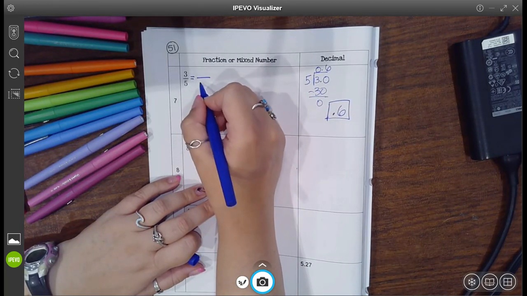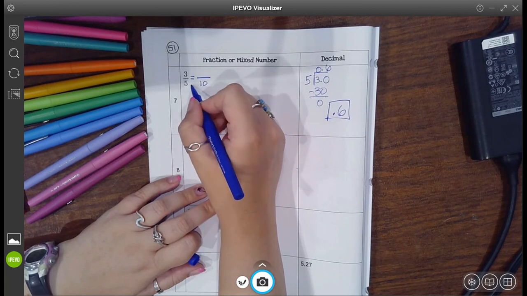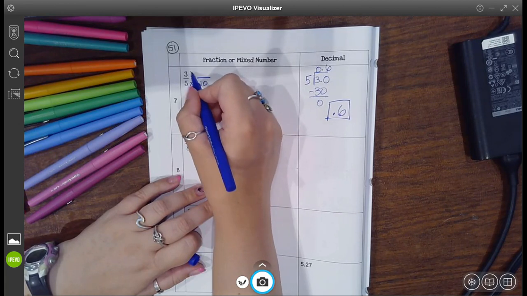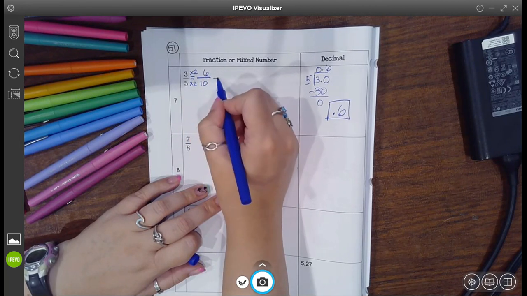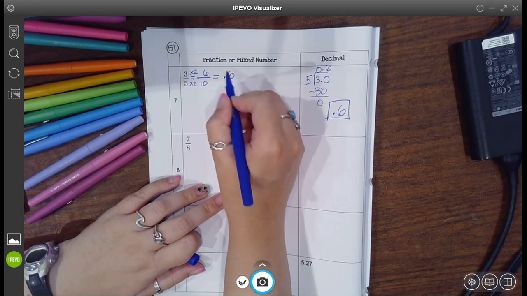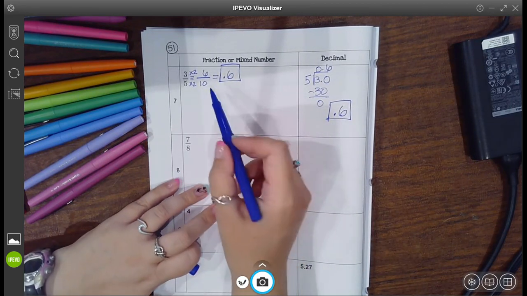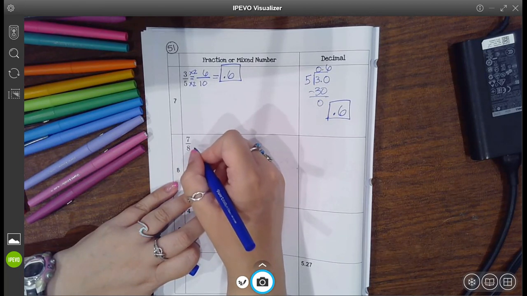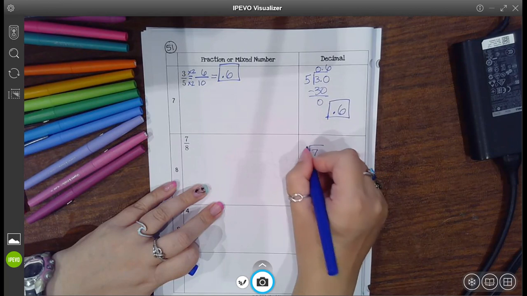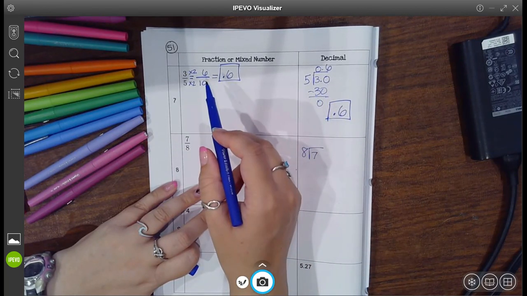If you can get the denominator to become 10 or 100, which I can do here, 5 times what is 10? 2. Do the same thing to the numerator, multiply it by 2. 3 times 2 is 6. Now you have 6/10, and we know that 6/10 is 0.6. So you could do it that way. But unfortunately, not all denominators can become 10 or 100 or 1,000. So then you would have to do long division. And that's why it's good to know this way. This way always works. This way sometimes works.